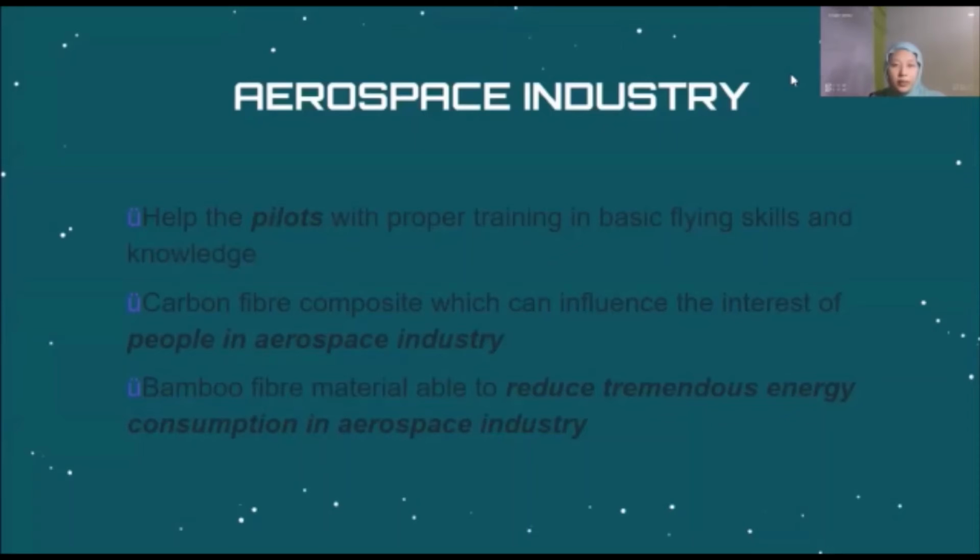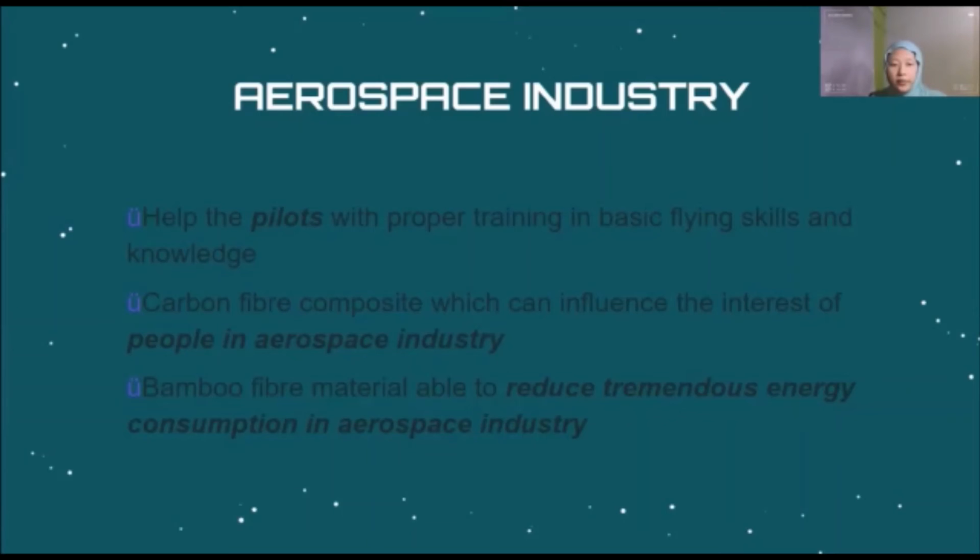Okay, right now I'll be presenting about the benefit of design, which is who will benefit from this glider design. So the first one is the aerospace industry. This glider's design will help the pilots with their proper training, especially in improving their basic flying skills and knowledge. The material used in this glider design, which is carbon fiber composite, can influence the interests of people in the aerospace industry.